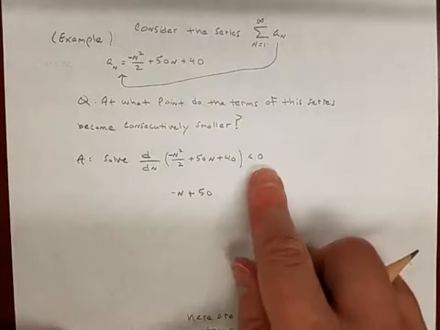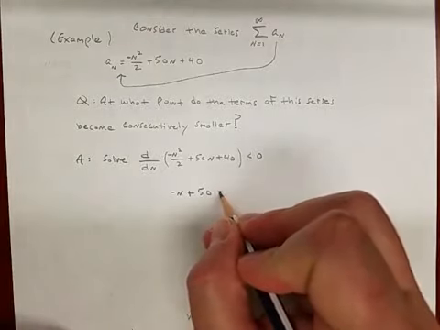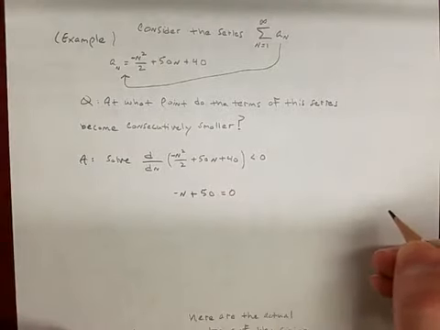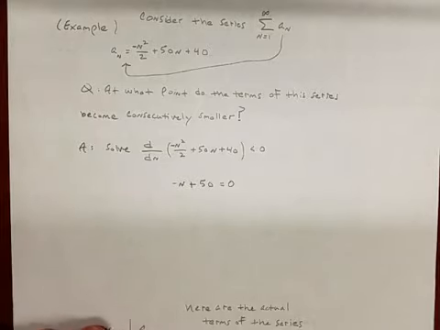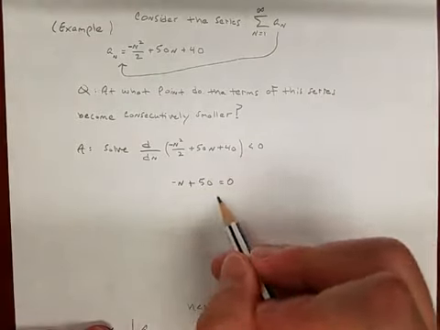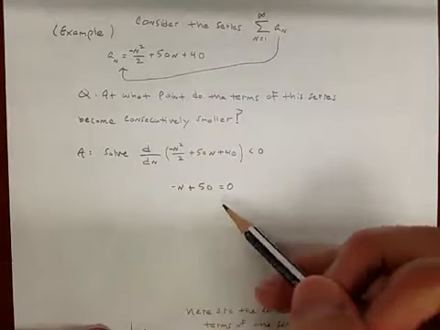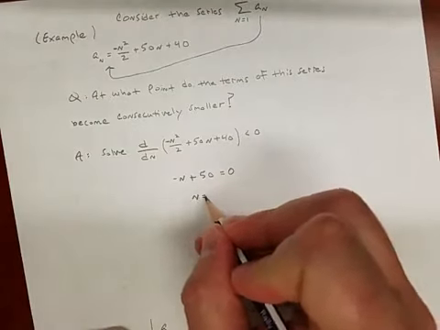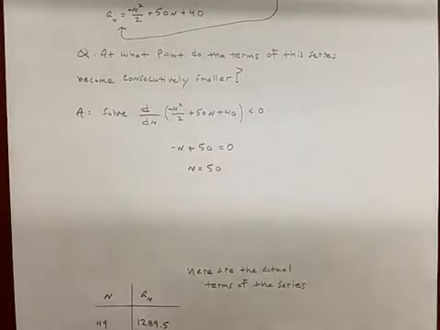Okay, so there's your derivative of the formula that the series is made from. To figure out when it's negative, I should start by figuring out when it's 0, and then I know everywhere else it's either plus or minus. So I'll solve this equation, the derivative of that formula equal to 0, and I get n is equal to 50 as a fairly easy solution for it. And here's what we're looking at.